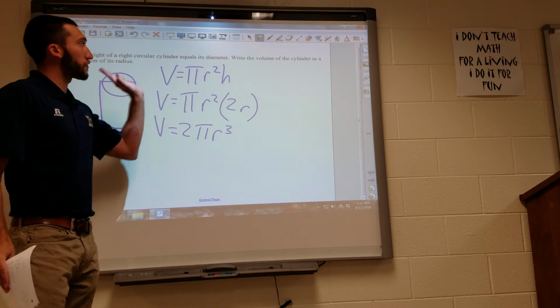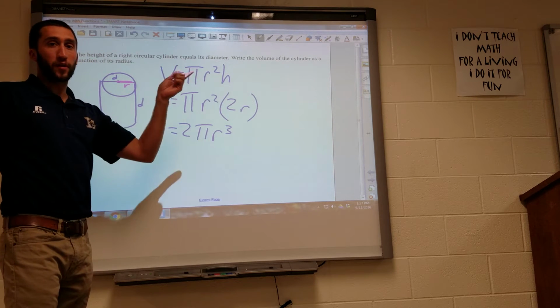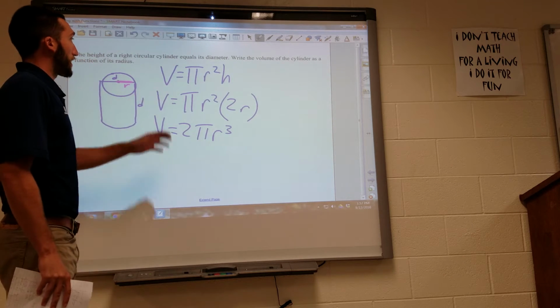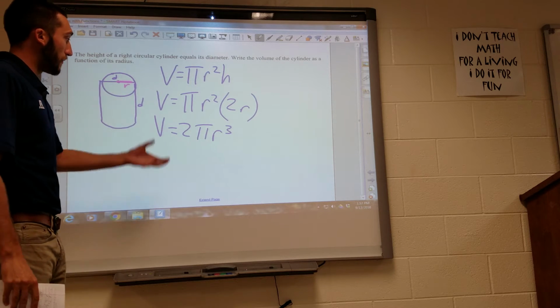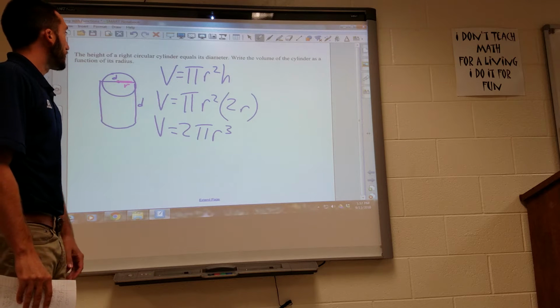So there's no express formula for these problems. That's why they can be so difficult. You kind of got to think through the problem, draw a picture to help you visualize it, and then try to solve.